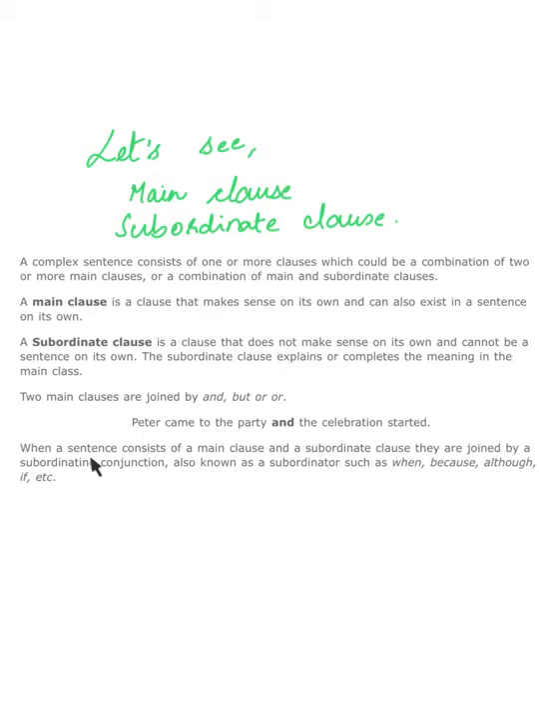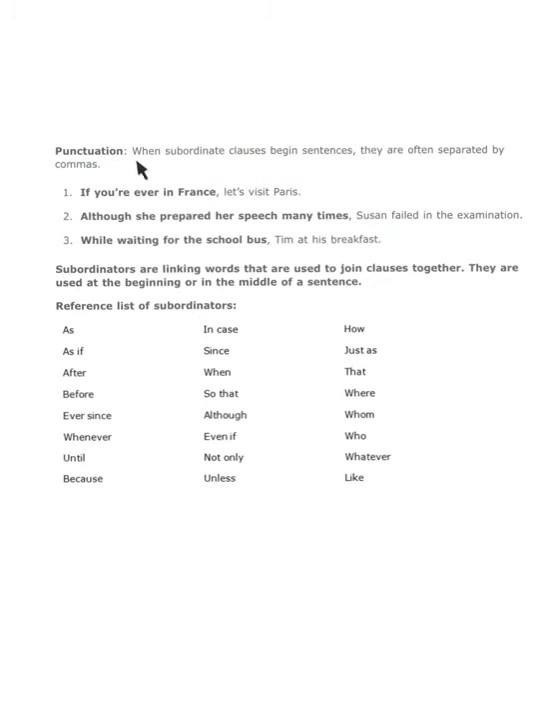And when a sentence consists of a main clause and a subordinate clause, they are joined by subordinating conjunction, also known as a subordinator, such as when, because, although, etc. When subordinate clauses begin sentences, they are often separated by commas. Example, if you are ever in France, comma, let's visit Paris.